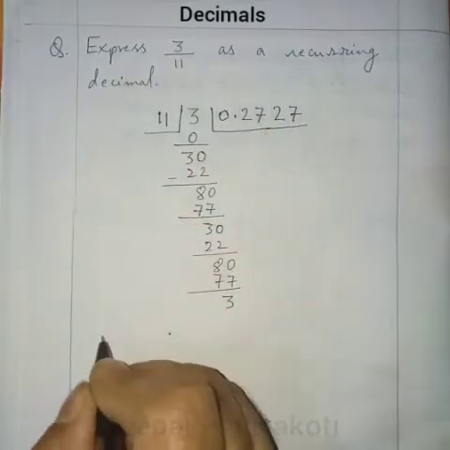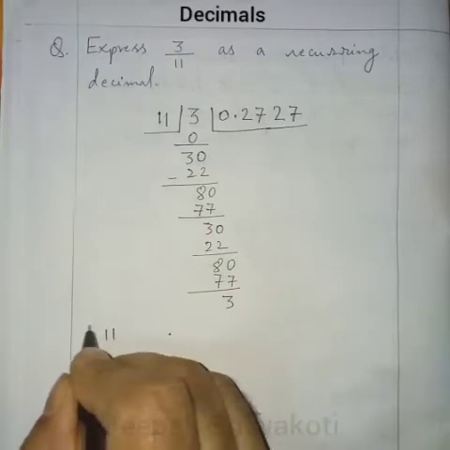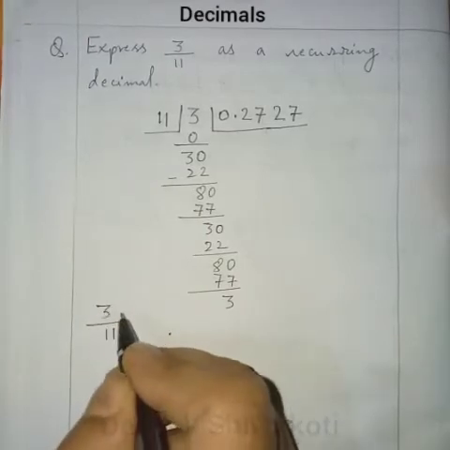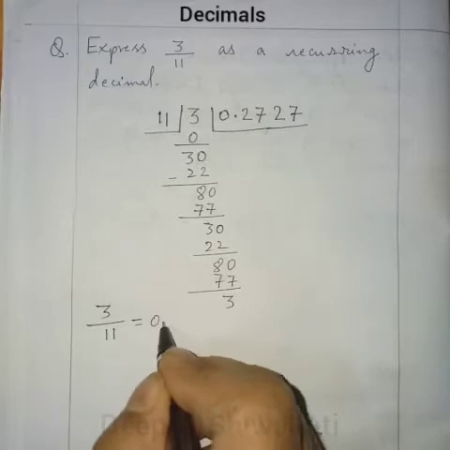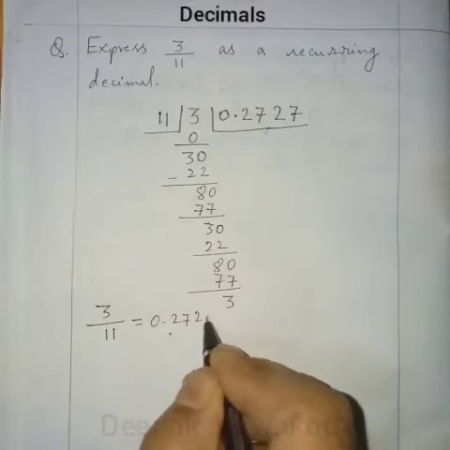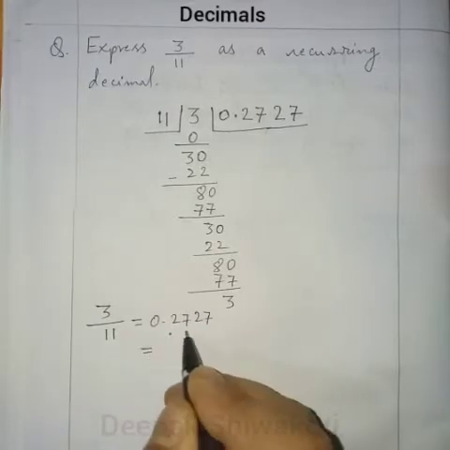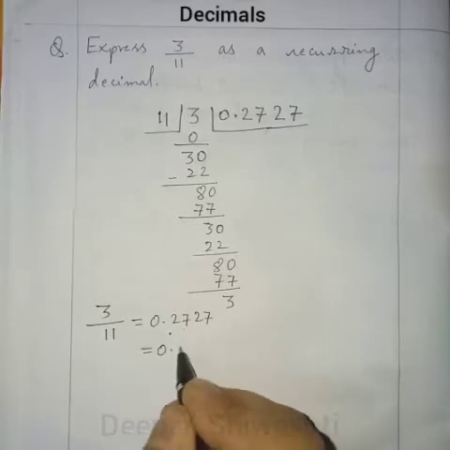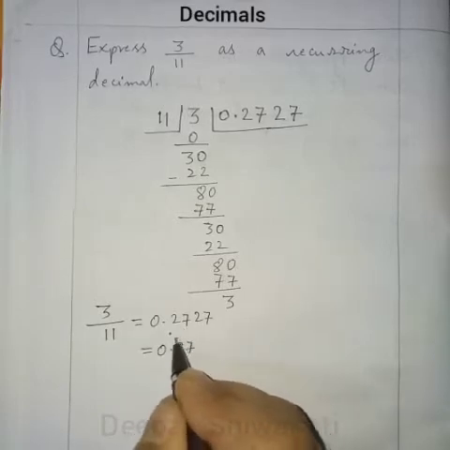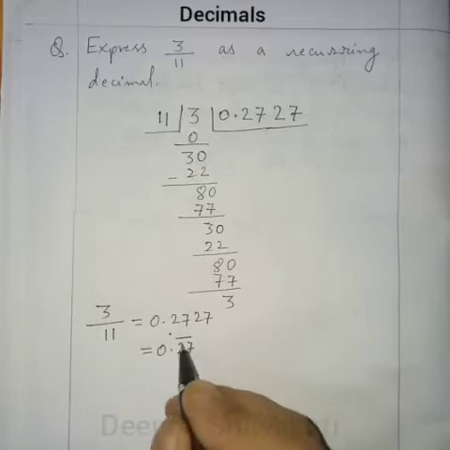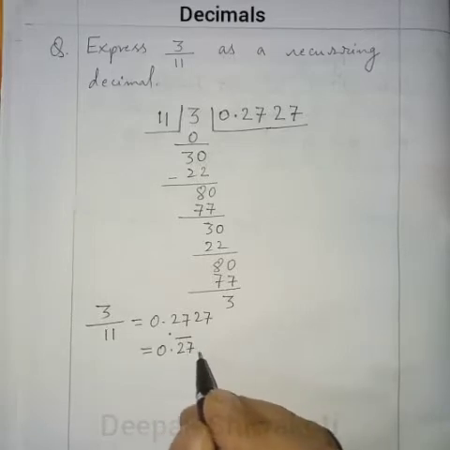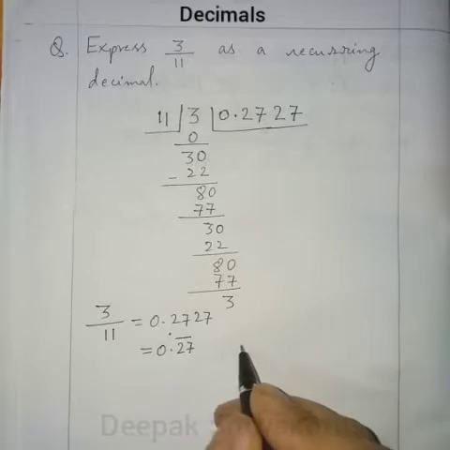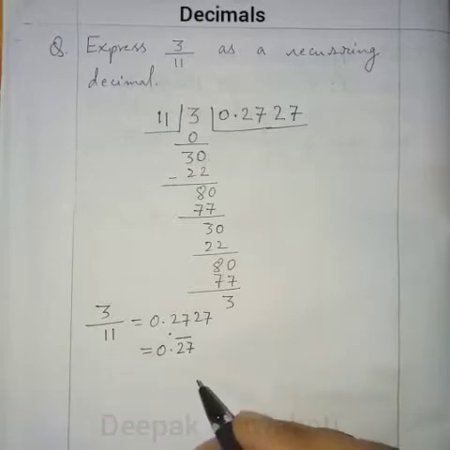So this kind of number can be represented as a recurring decimal. Here we can write 3 by 11 is equal to 0.2727. These two digits are repeating again and again, so upon that we'll put the recurring bar. It means that this 2727 will keep on coming while dividing this.